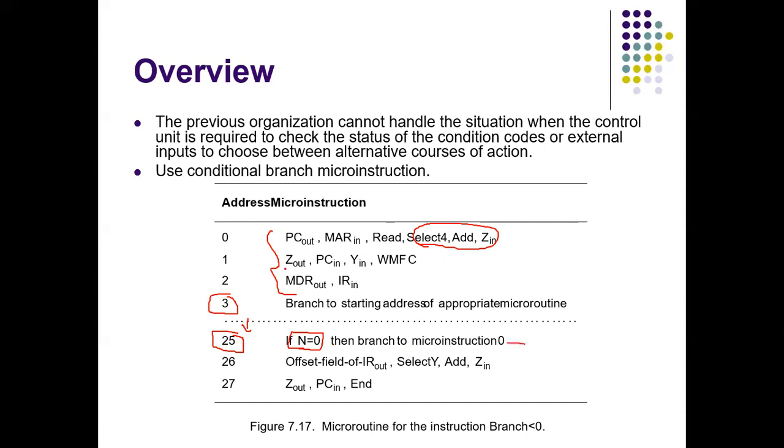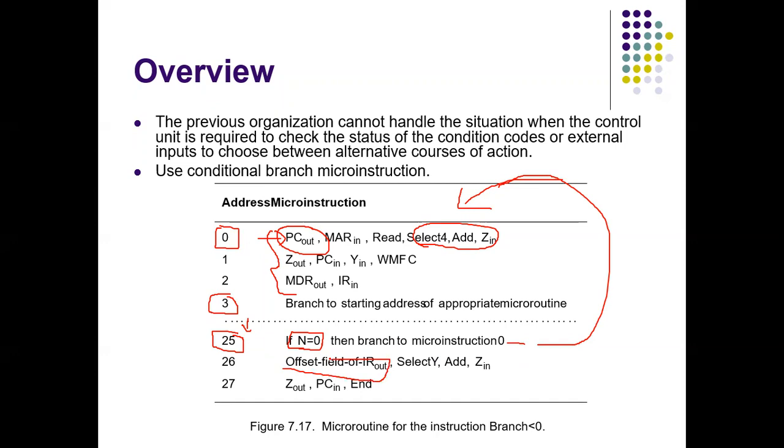instruction 0. What is micro instruction 0? It is once again fetching the next instruction. Whatever is in PC will be read. That means it is basically saying fetch the next instruction and execute it, under the condition that N is 0. So if N is 0, the control moves to the next instruction. But if N is not 0, then this will execute.